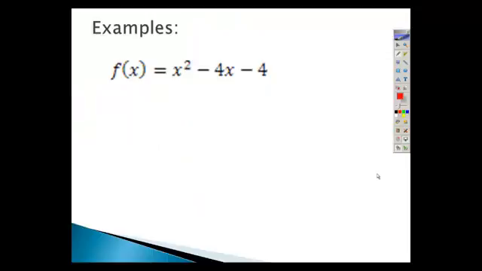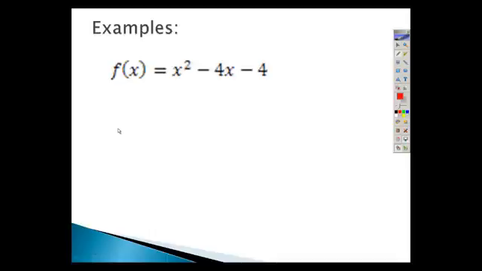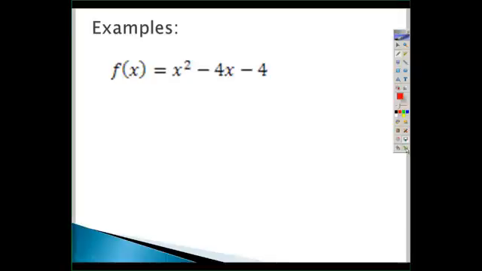Now, I know this last example isn't on your notes, but I just want to talk about it real quick. You may get something where there is a number in front of the x squared. You may get y equals, say 3x squared minus, let's just say 9x plus 3.